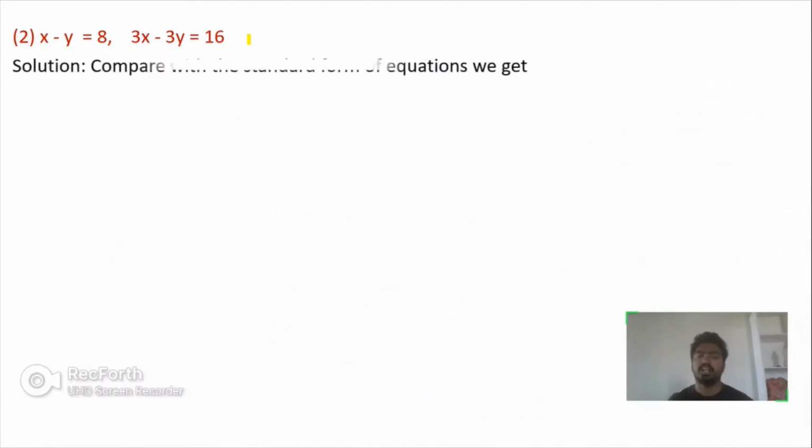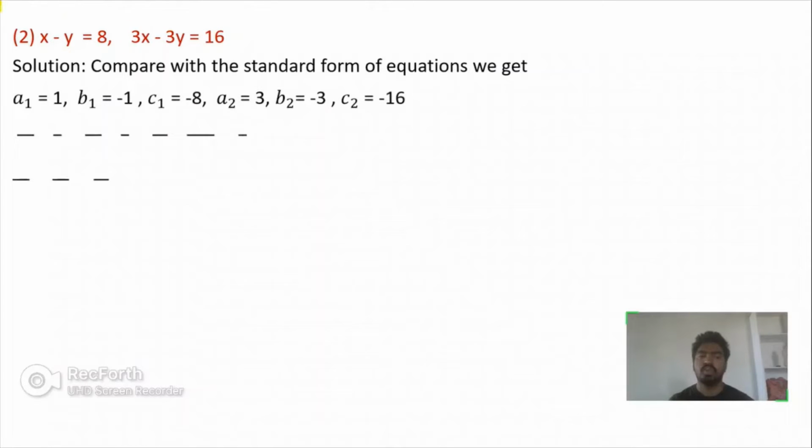So if we compare with standard equations, we are obtaining the values of a1 is equal to 1, b1 is equal to minus 1 and c1 is equal to minus 8 and a2 is equal to 3, b2 is equal to minus 3 and c2 is equal to minus 16.